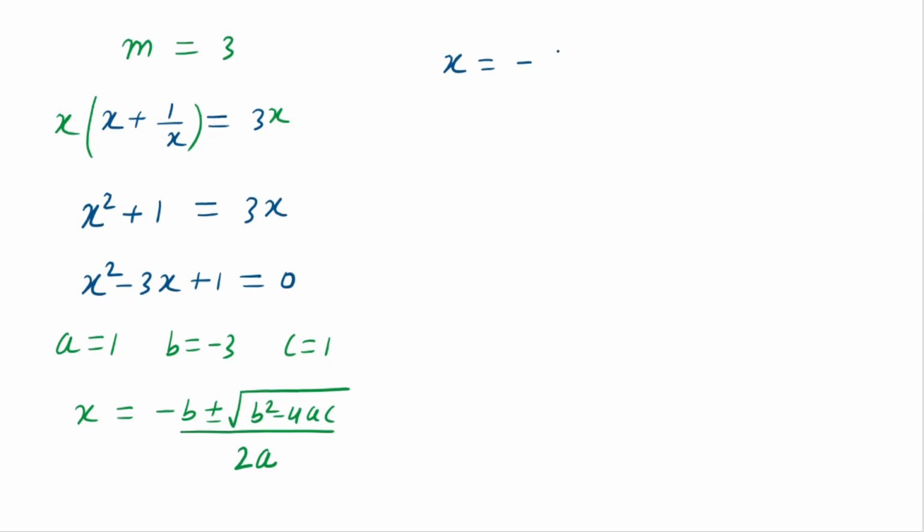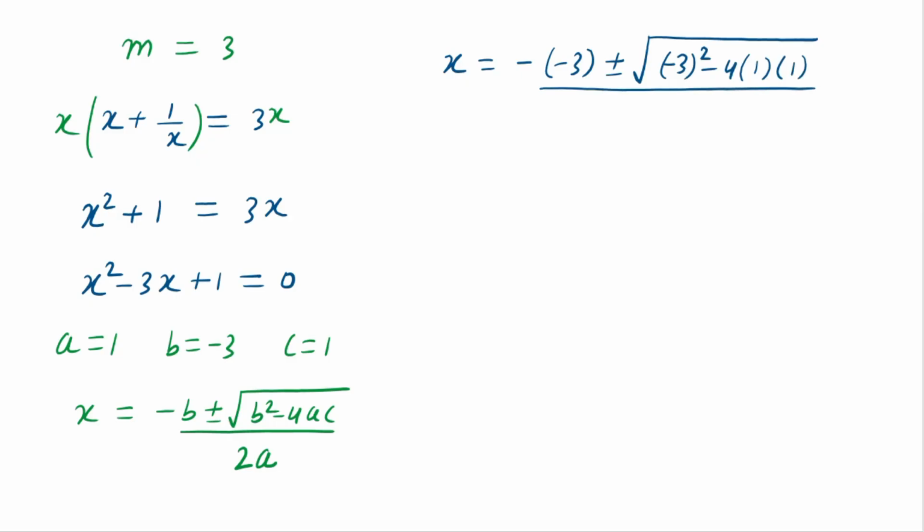Then x is equals to minus value of b. Value of b is minus 3 plus minus square root of, here b square and value of b is minus 3. This b is replaced by minus 3. Then inside the bracket minus 3 square minus 4 times value of a is 1 and value of c is 1, and divide by 2 times value of a is 1.